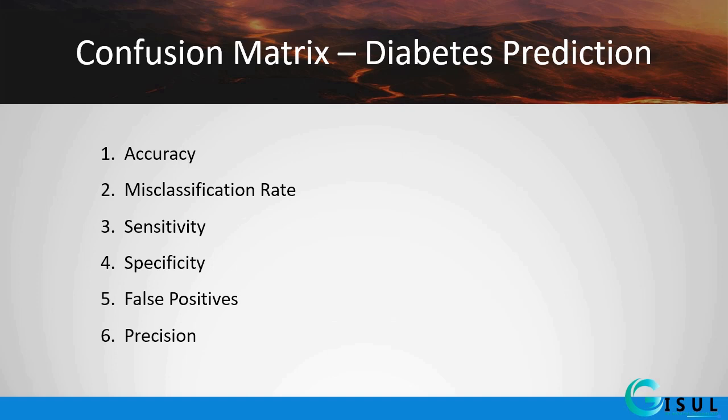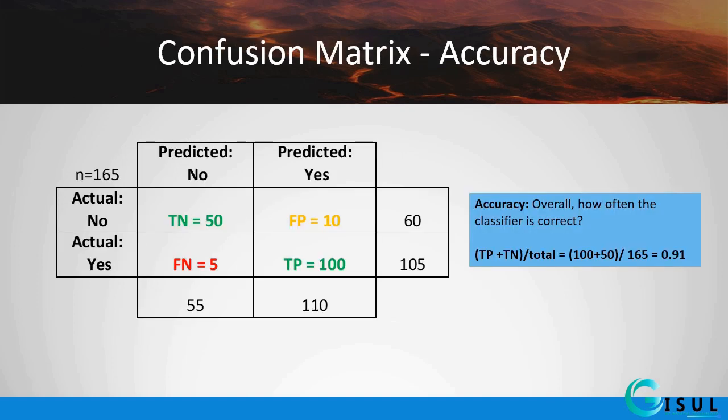These are the 6 metrics that can be calculated from confusion matrix. We are going to discuss each of them in detail. Classification accuracy can be calculated from the confusion matrix by adding the true positives and true negatives and divide the sum by the total number of observations.